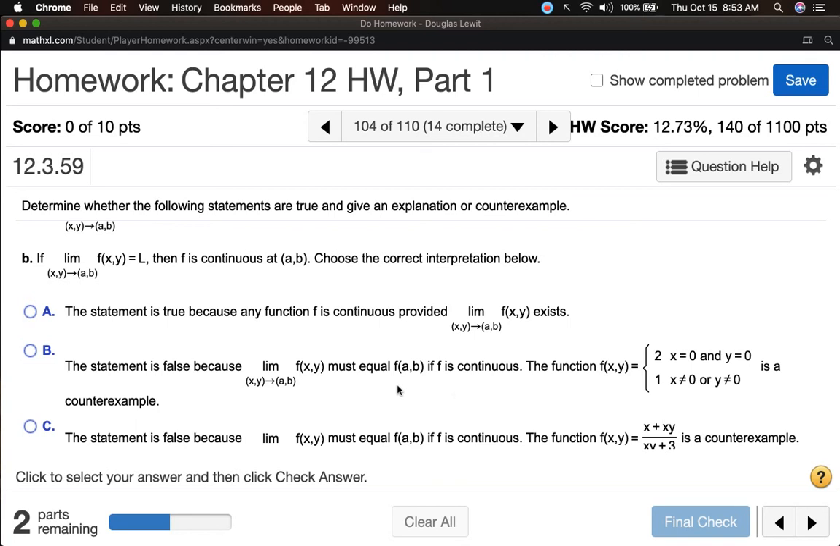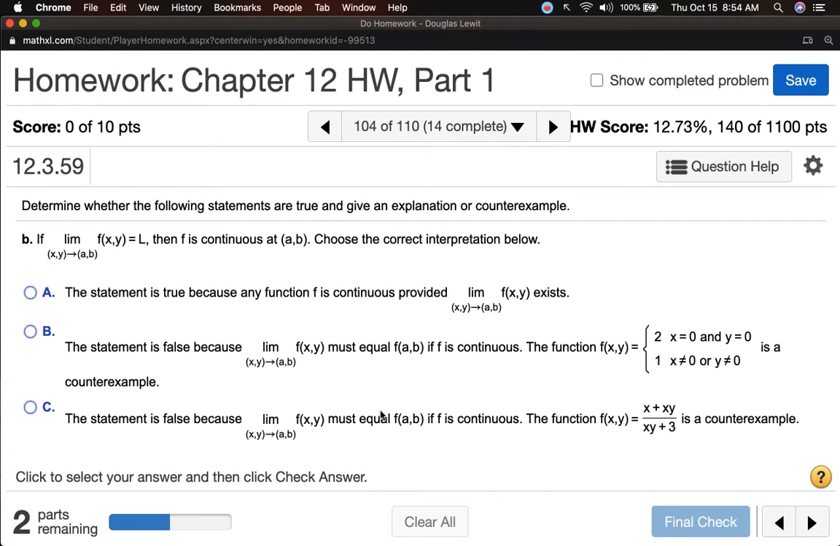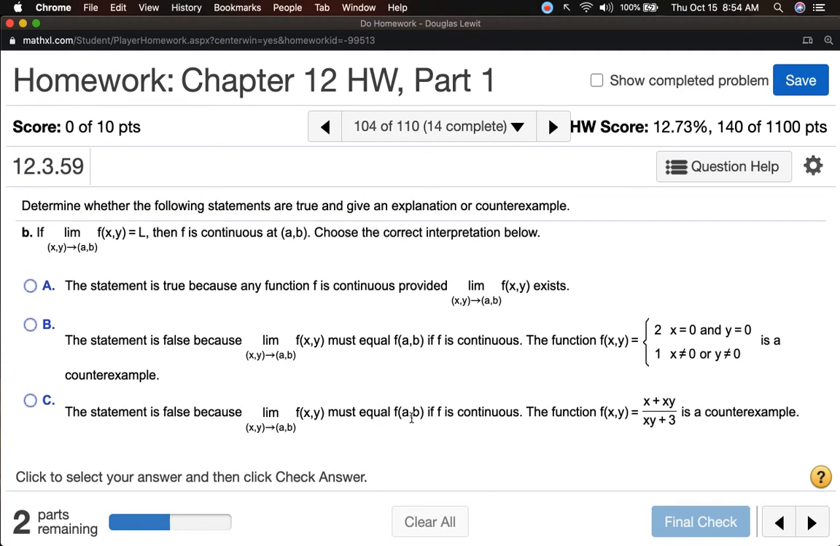The function f of x and y, 2 if x is 0 and y is 0, 1 if x is not equal to 0 or y is not equal to 0, is a counterexample. The statement is false because the limit as x and y go to a and b of f of x and y must equal f of a and b if f is continuous.